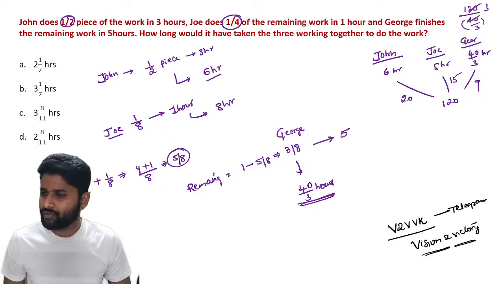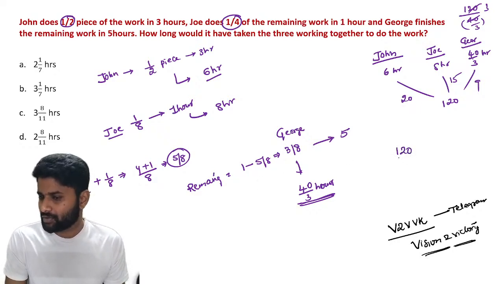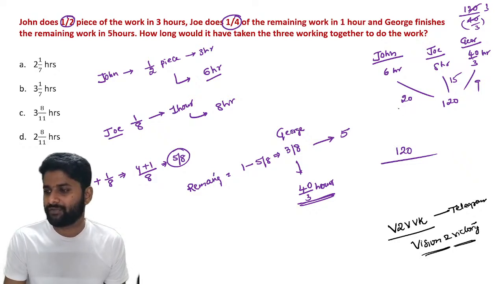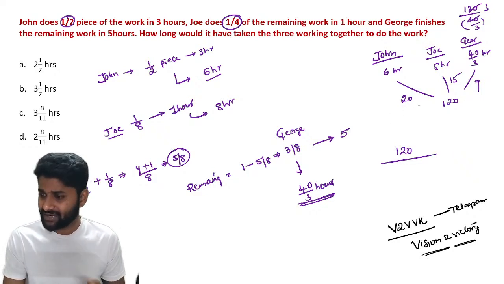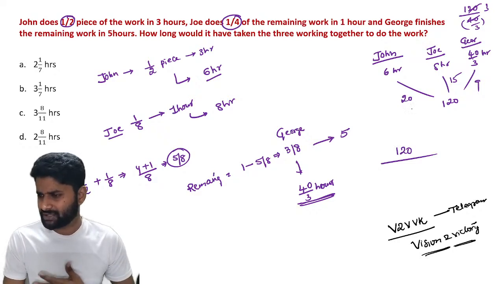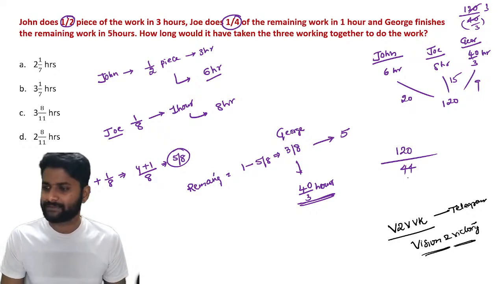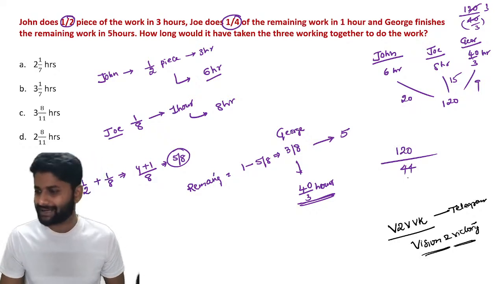Another question, how long would it have taken all 3 working together to complete the work? See, total is 120 units of work. Now we are assigning A, B, C. It means we are assigning John, Joy, and George. So if they work together, they will complete 44 units. 35 plus 9 is 44.